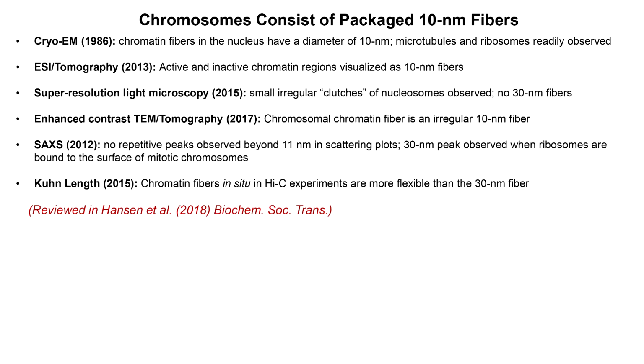I don't have time to go over all these different papers, but in the last several years, it's very clear that by many techniques you cannot find 30 nanometer fibers in bulk in the nucleus. This has recently been reviewed if you're interested in going into these papers in more detail. Microscopy, small angle X-ray scattering, and Hi-C data all say the same thing, that 30 nanometer fibers are not present in bulk in chromosomes.